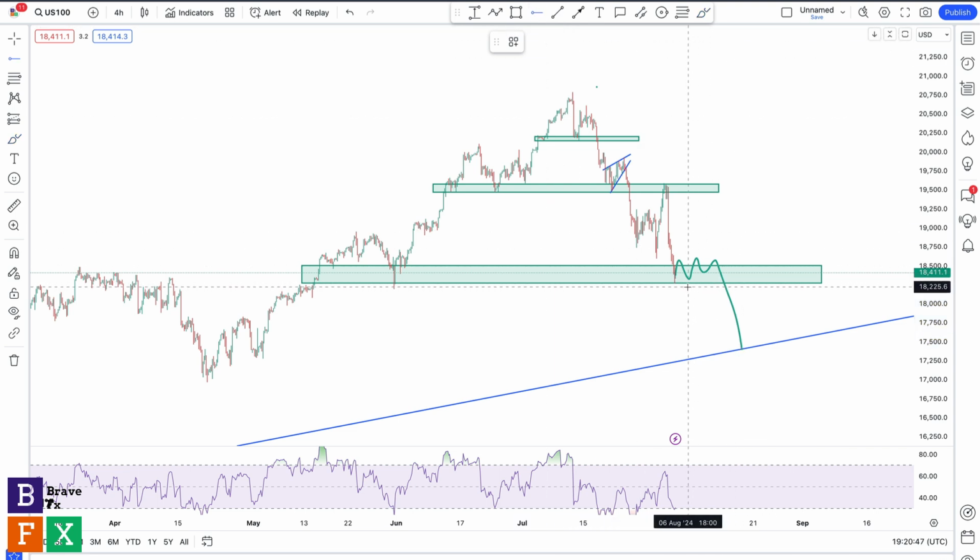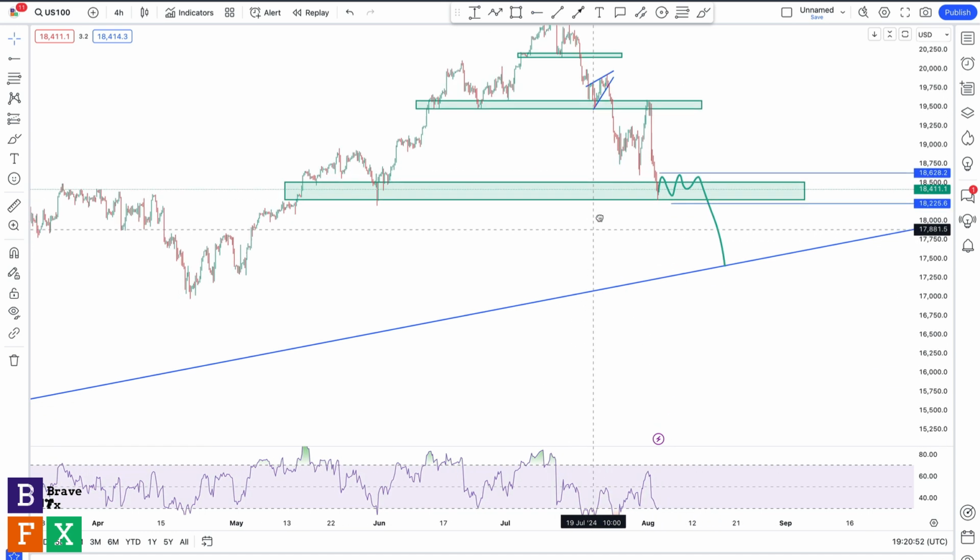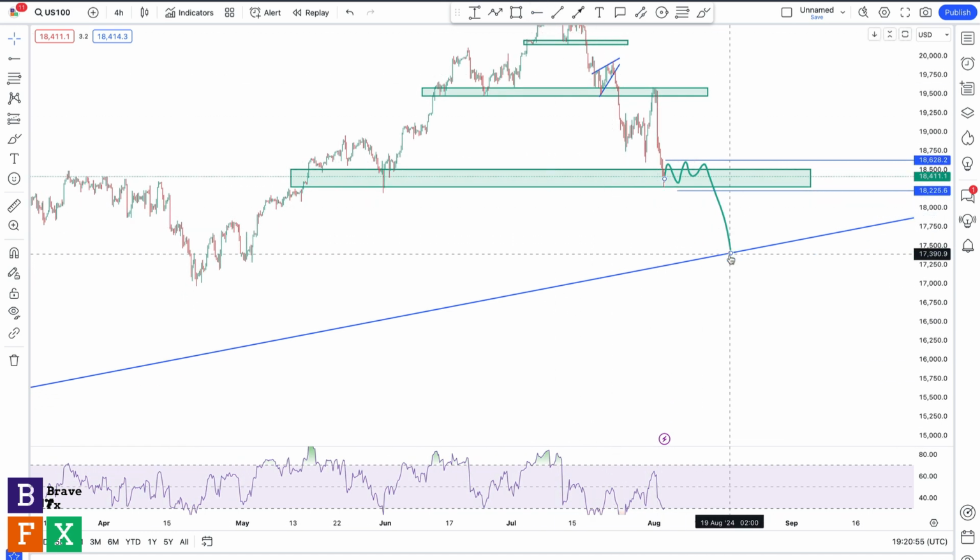So I'm going to go short when we take out the support level. Stop loss is going to be above the consolidation that leads to the breakout, and targets, as you know, would be around this trend line over here.